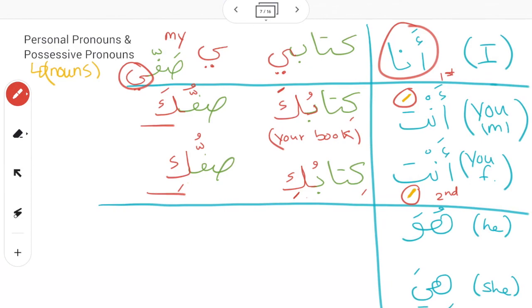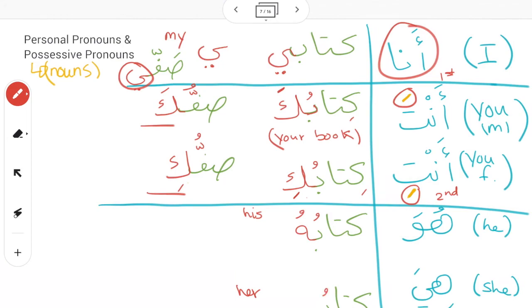Okay. And then for huwa and hiya, he and she, if I want to say his and hers, okay, so I want to change this to his and hers. We're going to take the same word, kitab, and if I want to make it his, I add hu at the end, the letter ha with the dhamma. Pronounce the letter before with a dhamma as well. Kitabuhu.